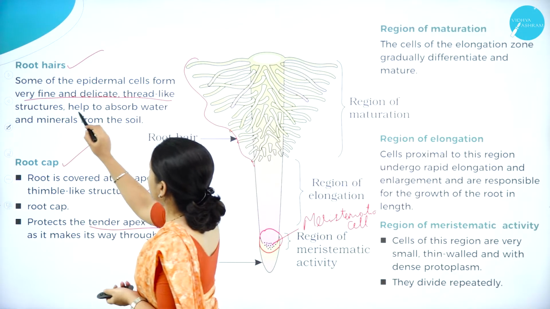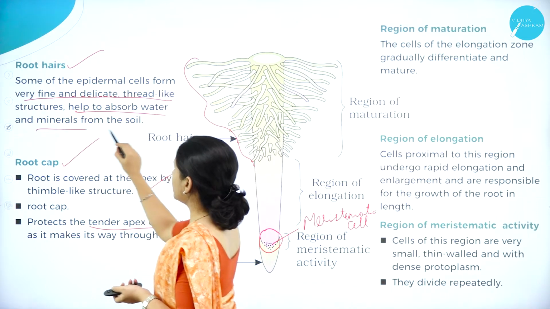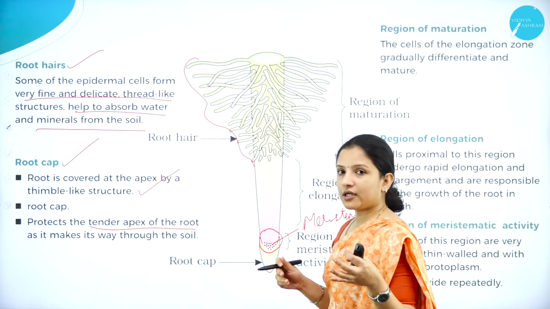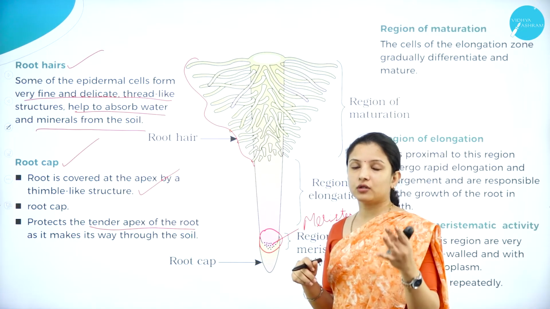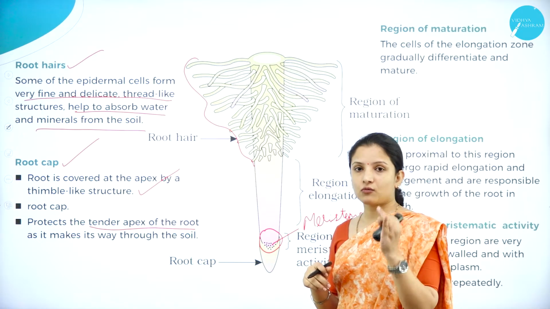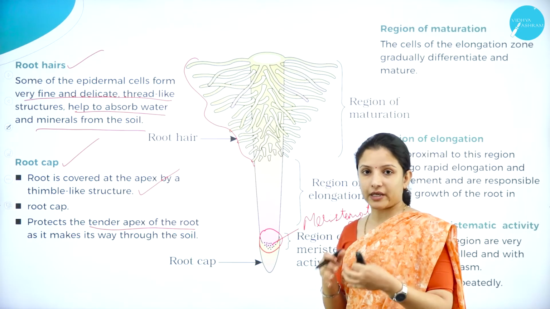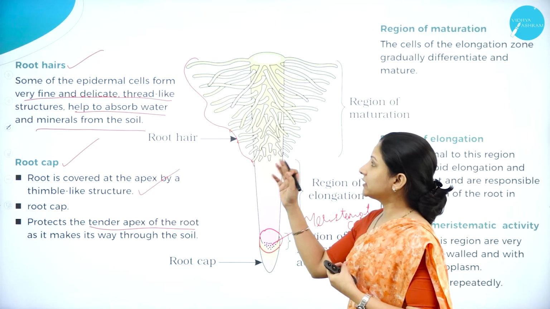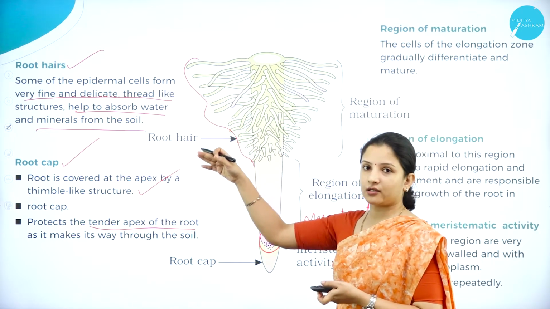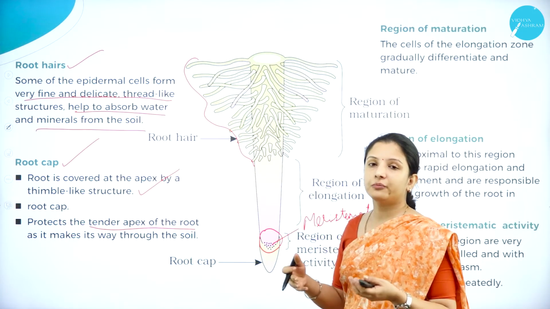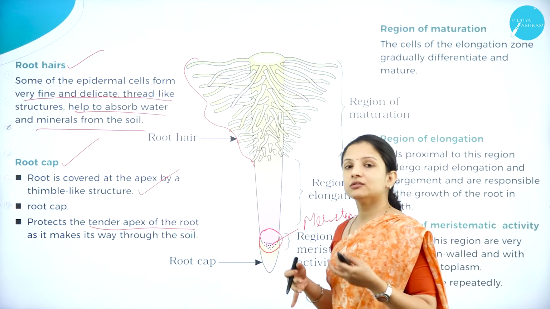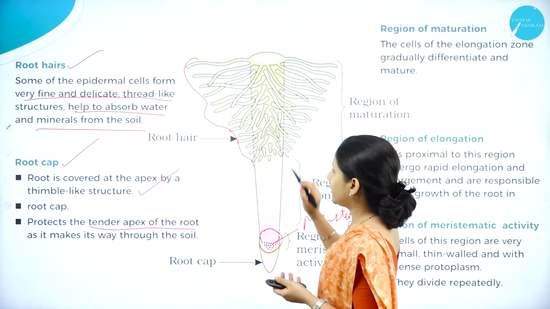They help to absorb water and minerals from the soil. Whatever absorption of nutrients, minerals and water from the soil is taking place in the root is facilitated or helped by the root hair. So the main function of root hair is to absorb minerals, water and nutrients from the soil. So this is about root hair.